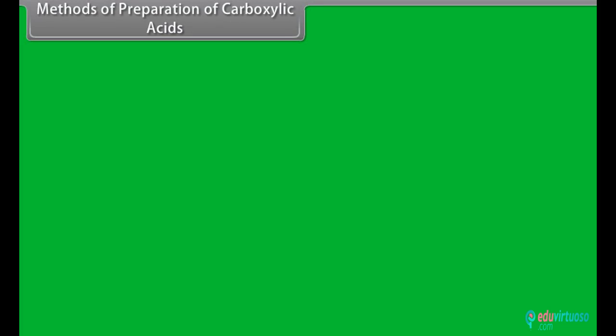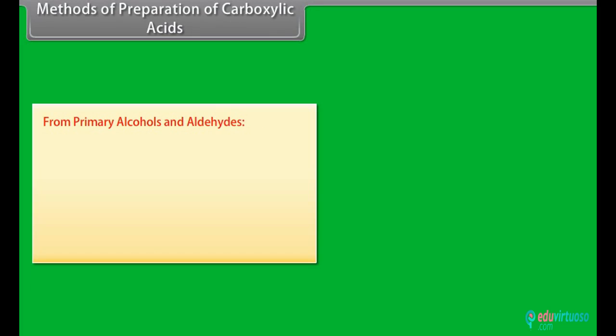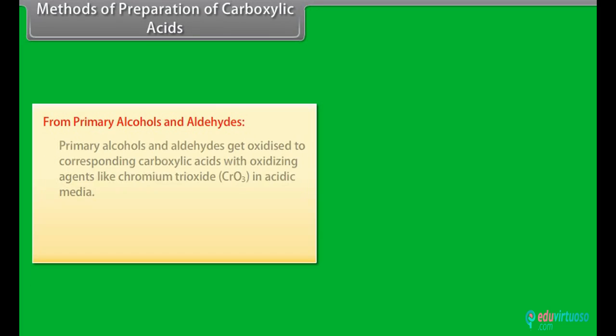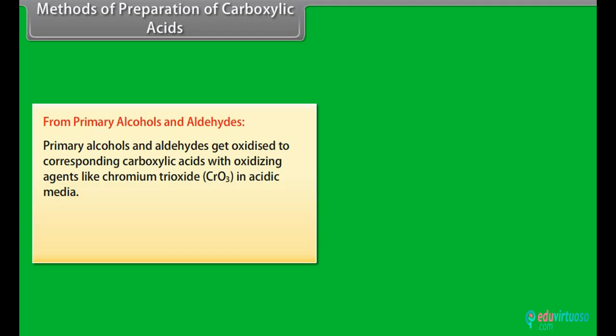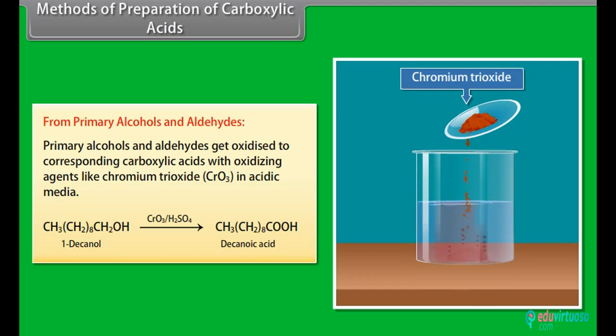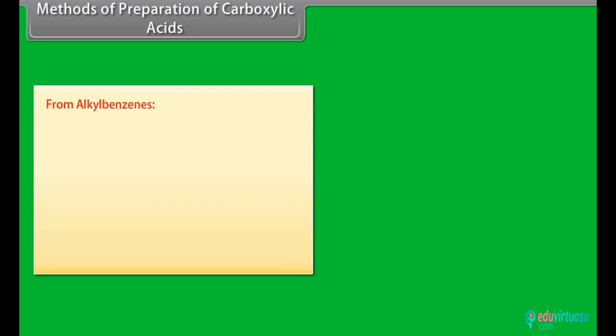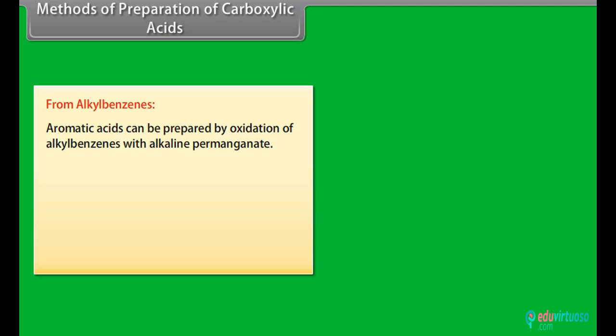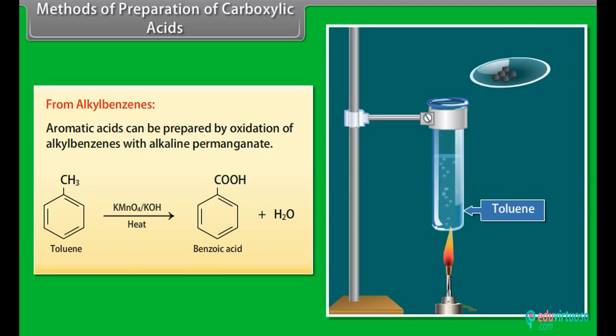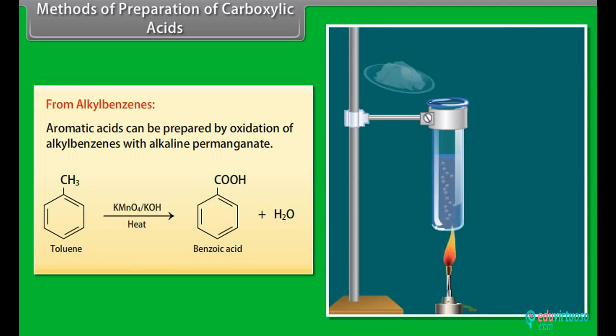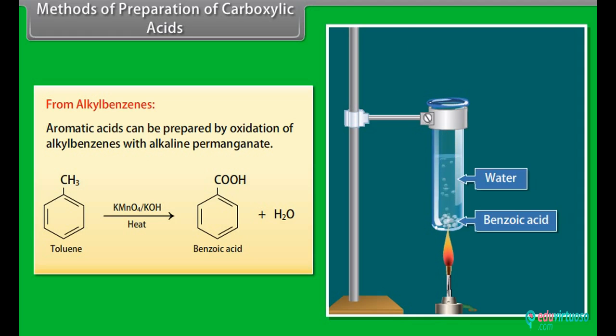Methods of preparation of carboxylic acids. From primary alcohols and aldehydes. Primary alcohols and aldehydes get oxidized to the corresponding carboxylic acids with oxidizing agents like chromium trioxide in acidic media. 1-decanol reacts with chromium trioxide in acidic medium and forms decanoic acid. From alkyl benzenes. Aromatic acids can be prepared by oxidation of alkyl benzenes with alkaline permanganate. Toluene reacts with potassium permanganate in alkaline medium and forms benzoic acid with some water.